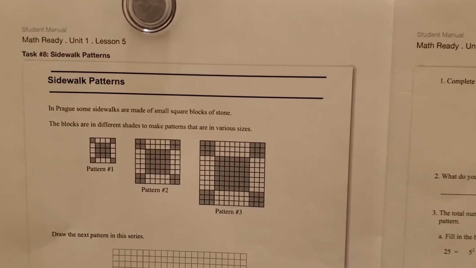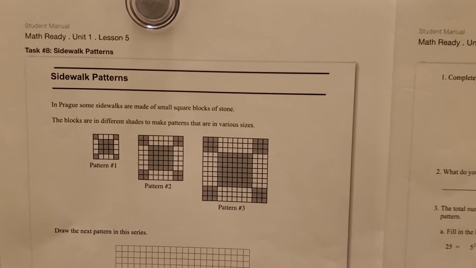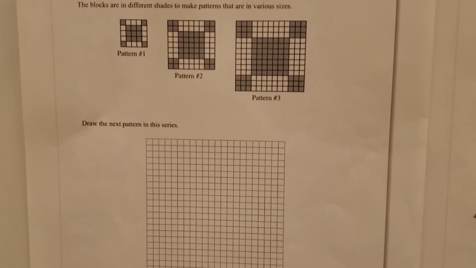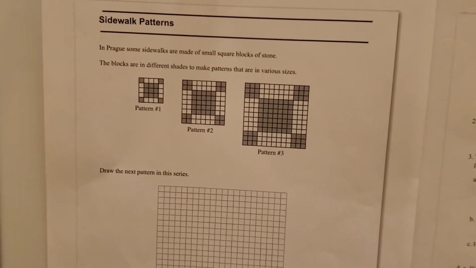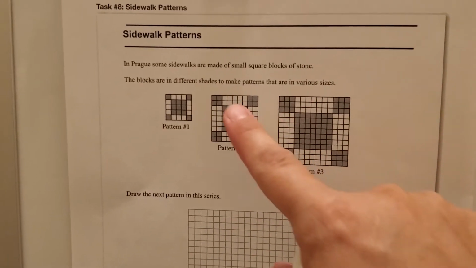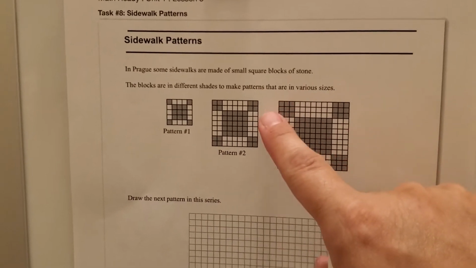Okay, on lesson 5, you get the sidewalk patterns. This first page is there just for you guys to notice. If you were in class, I would have you shade this in, but you're not. Well, if you're not, then all you have to do is kind of draw it out on a piece of paper. So, if you notice pattern 1, it has 1 by 1 in each corner, and then it goes up to 2 by 2 and a 3 by 3, right?